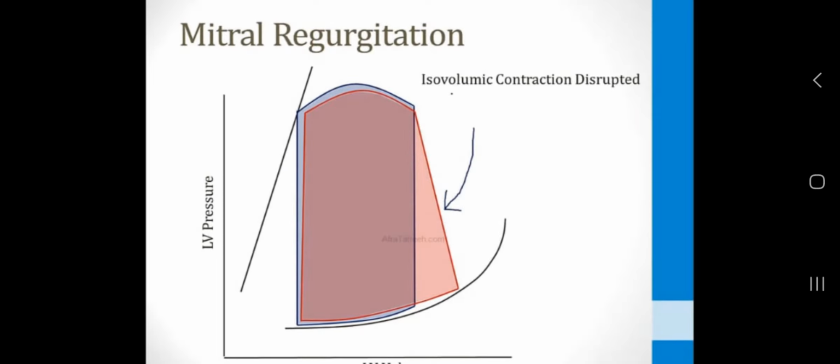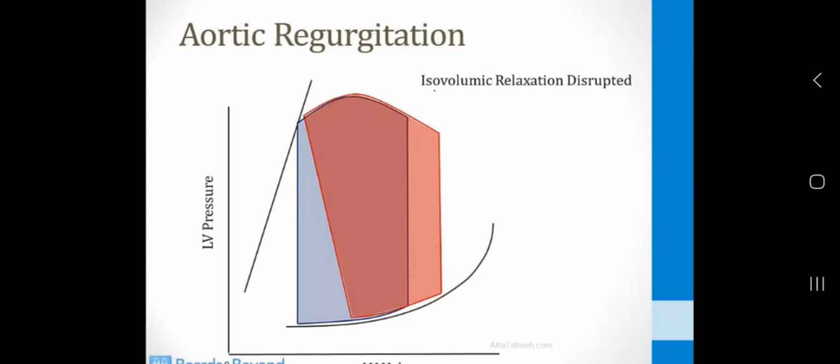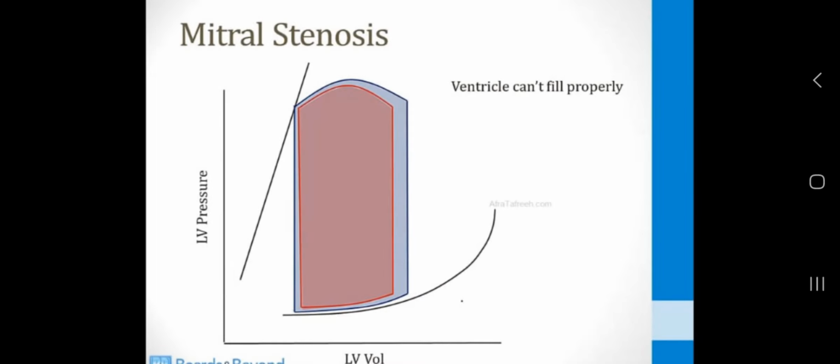Mitral regurgitation, isovolumic contraction is disrupted. Aortic regurgitation, isovolumic relaxation is disrupted. Mitral stenosis, ventricles cannot fill properly, so end diastolic volume will be decreased a little bit.